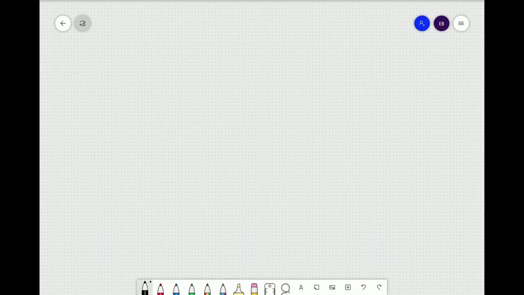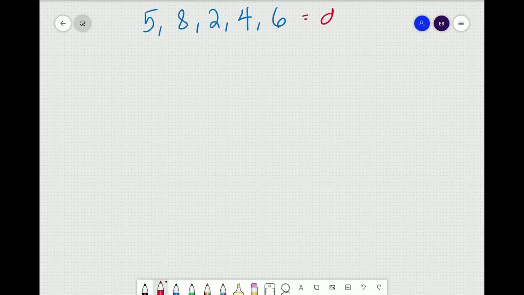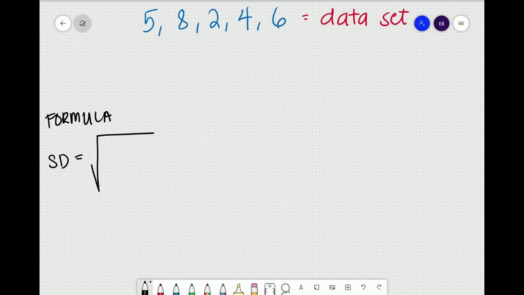So first, we write down what we have as far as our data. Currently, we have 5, 8, 2, 4, 6 hours as our numbers. They will represent our data set or data point values. And this is the formula that we normally use to solve for standard deviation. Now, bear with me as I write this down. It does take me a while.